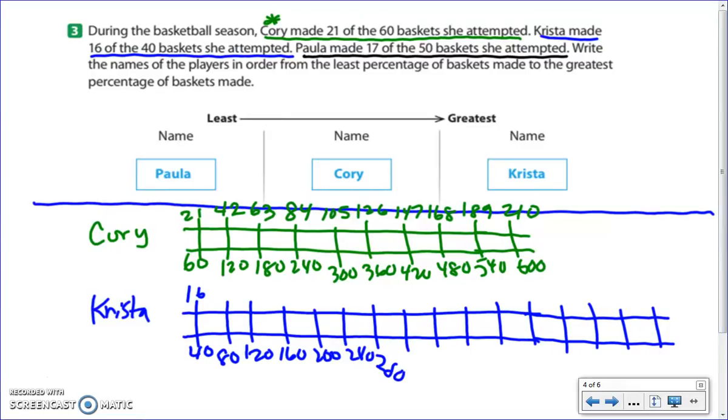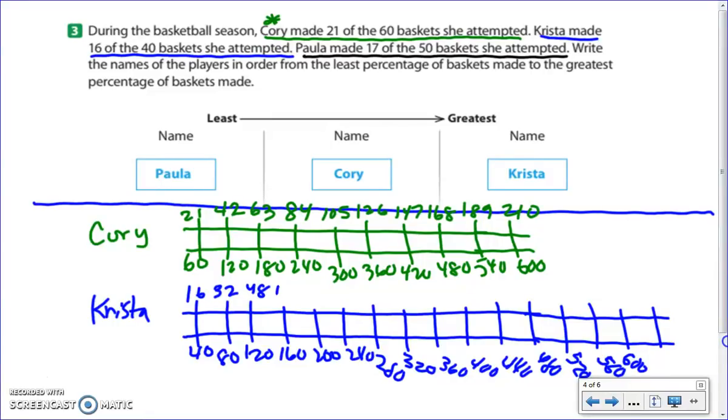280, 320, 360, 400, 440, 480, 520, 560, 600. And on the top, I'm going to follow the plus 16 pattern.